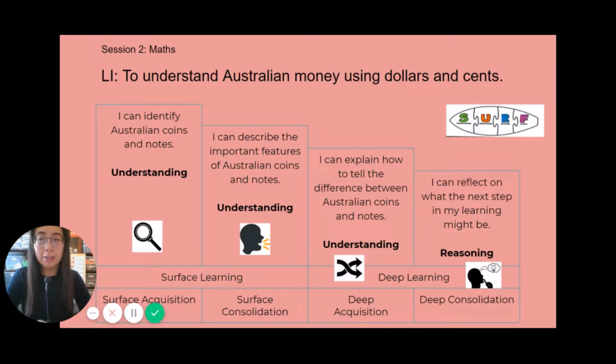Our learning intention today is to understand Australian money using dollars and cents. Success criteria: I can identify Australian coins and notes. I can describe the important features of Australian coins and notes. I can explain how to tell the difference between Australian coins and notes. And finally, I can reflect on what the next step in my learning might be.